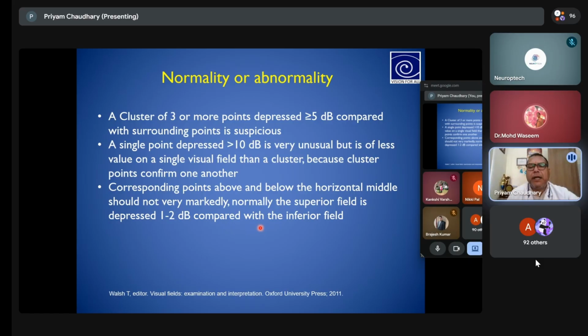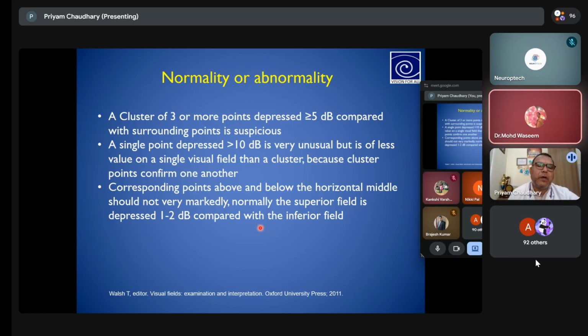Corresponding points above and below the line. Suppose one point is above the line and one is below; the visual field is not depressed, only 1 to 2 dB.